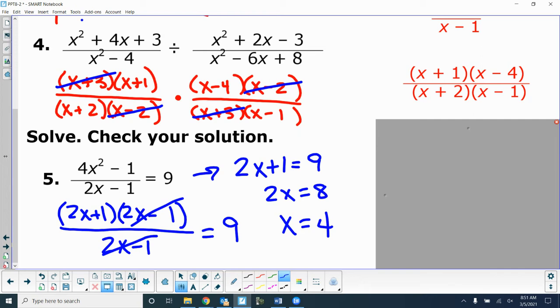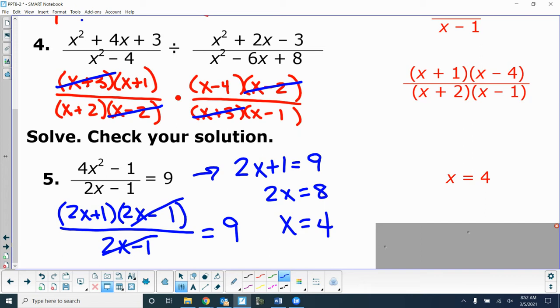Good. All right, so what's 2 times 4? 8 minus 1, 7. Is 4 okay? Yeah, the only time it's not okay again is when you would get 0 when you plug that into the bottom. All right, so that was the types of problems we were working on last night.